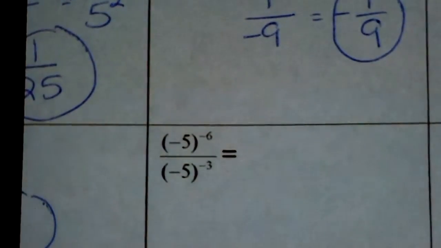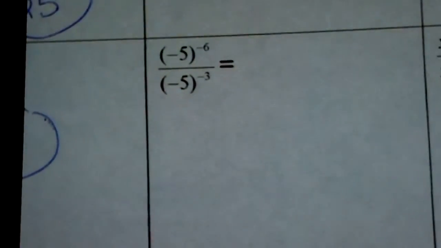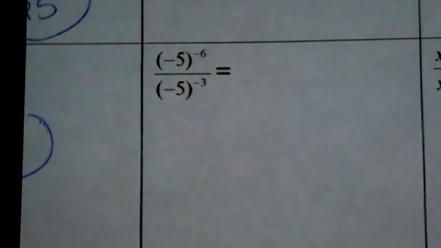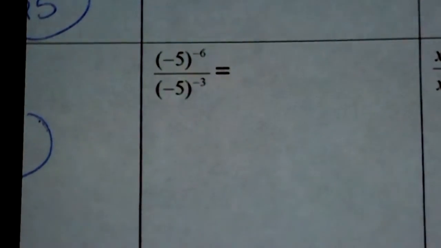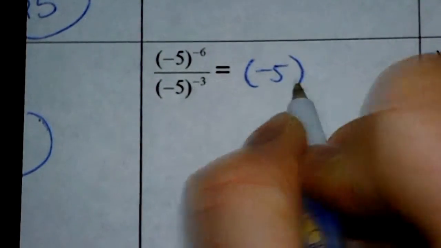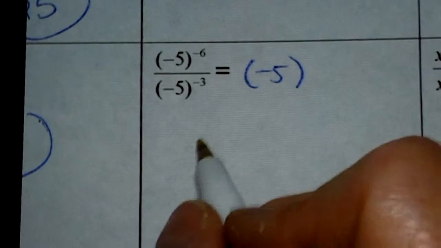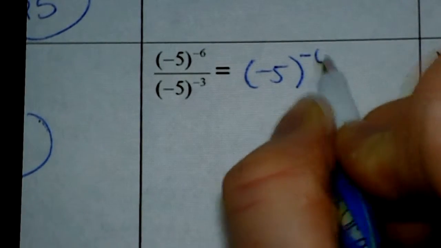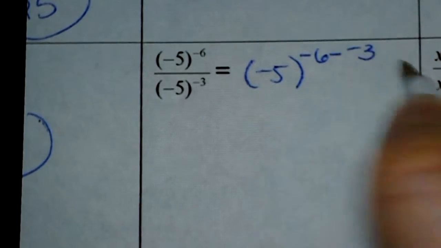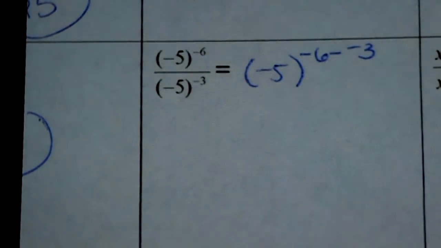I would recommend for these, and there's more than one way, maybe you don't like this way and you want to do it a different way, that's fine. But what I would recommend is, if you see you're repeatedly dividing the same base, take care of that first using those quotient rules. Meaning, bring over your base and subtract your exponents. When you take -6 minus -3, because that's what we're doing, right? It's the top one, and you're subtracting the bottom one from it.